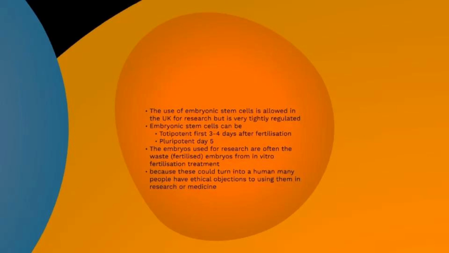And you can separate embryonic stem cells into two potencies. So we have totipotent stem cells, which are from the first 3 to 4 days after fertilization, and then we have pluripotent, which are after day 5. And the embryos used in research are often the leftover embryos following in vitro fertilization treatment. So for people that can't have children, or they're not conceiving naturally, they might undergo IVF, which is in vitro fertilization treatment, and they normally produce a lot of embryos, and any embryos that aren't used and implanted to produce a baby are normally left over, but they could be used for research and other treatments.